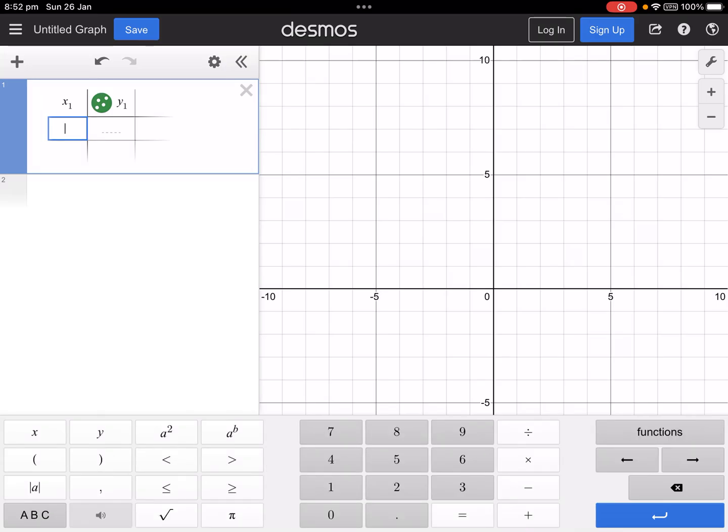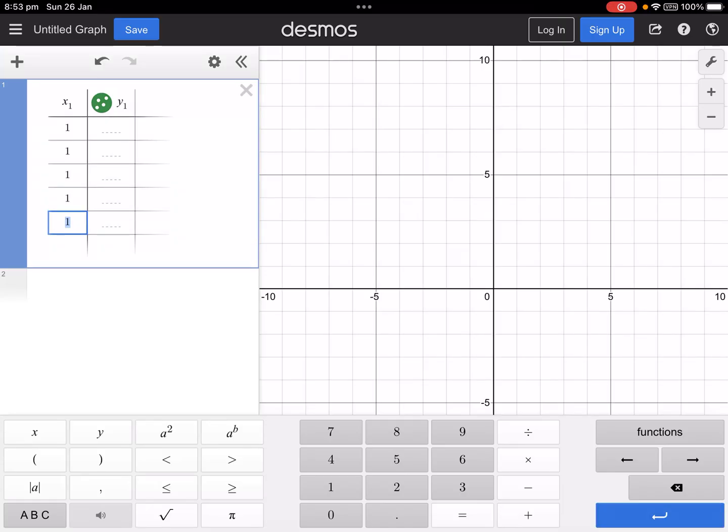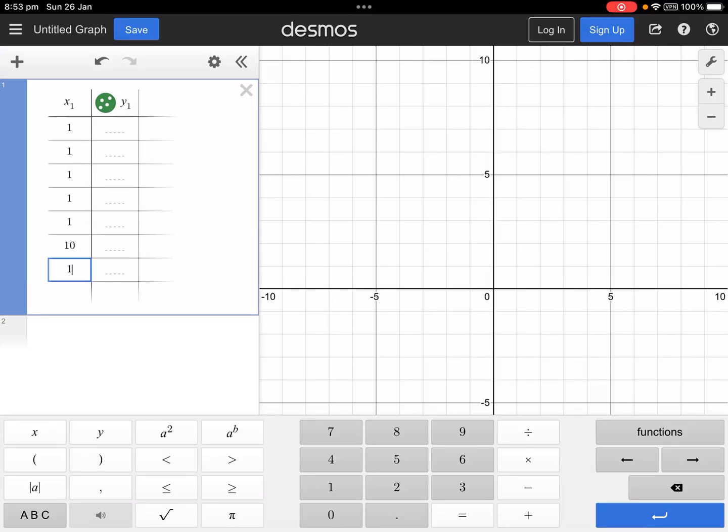So the X values that we want are from set 1, and we're going to go 1, 1, 1, 1, 1. I need to hit enter in between, my bad. 1, enter, 1, enter, 1, enter. So that's 3, 4. I need one more. Okay, 1, 2, 3, 4, 5. Good. And then I'm going to have 5 tens. So 10, 10, 10, 10, 10.